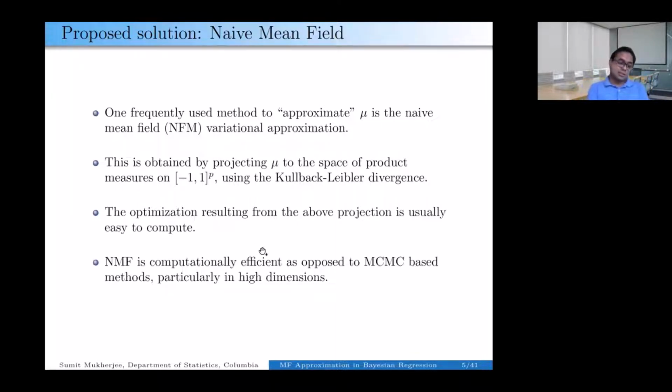And as a result, naive mean field method is computationally very efficient as opposed to MCMC based methods, particularly in high dimensions, right? If P is large, if you want to do an MCMC, things can get complicated. Your distribution can have multiple modes, and you can get stuck in multiple modes. Convergence will take a long time, and proving theoretical guarantees of convergence is, of course, a whole another issue. Naive mean field provides a cheap computational alternative. The question is, okay, what can you prove about rigorous guarantees? We'll try to answer this question partially.